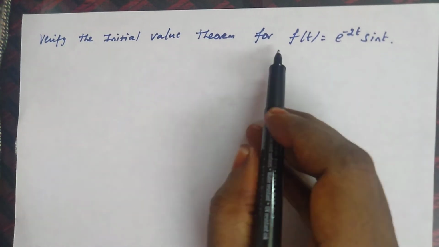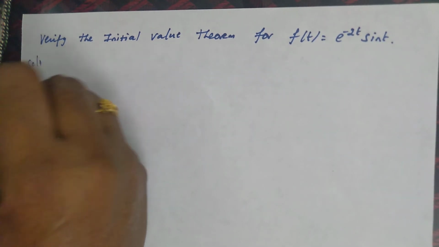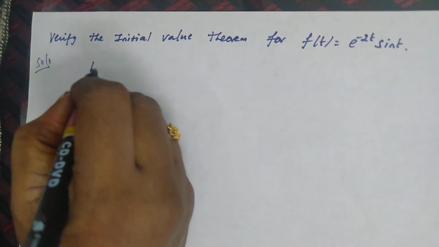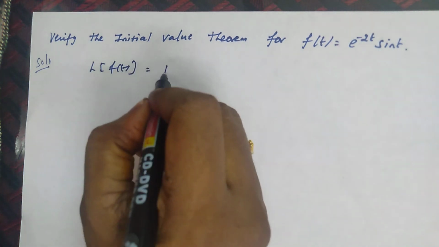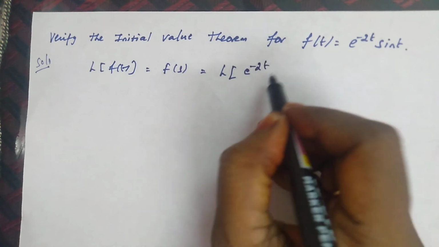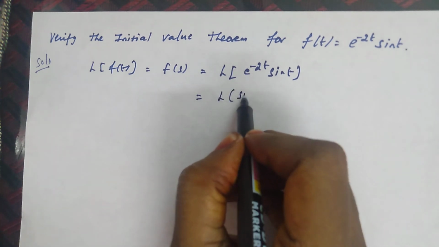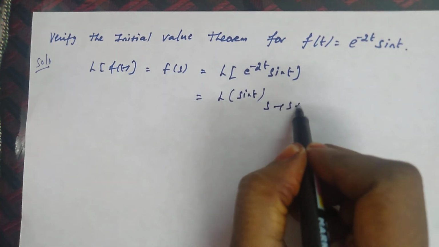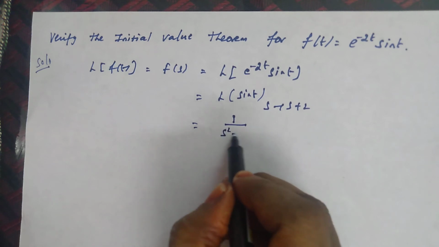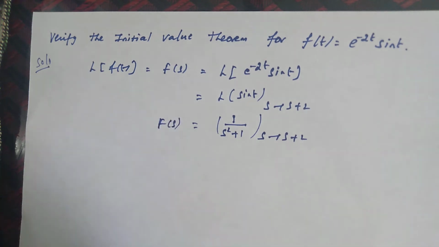Verify the initial value theorem for f of t equal to e power minus 2t sin t. This problem is also similar to the previous one. First we will take the given f of t and take its Laplace transform, that is f of s. So L of e power minus 2t sin t is L of sin t, where s goes to s plus 2. What is L of sin t? Sin t is 1 by s square plus 1, where s goes to s plus 2. So this is our f of s.